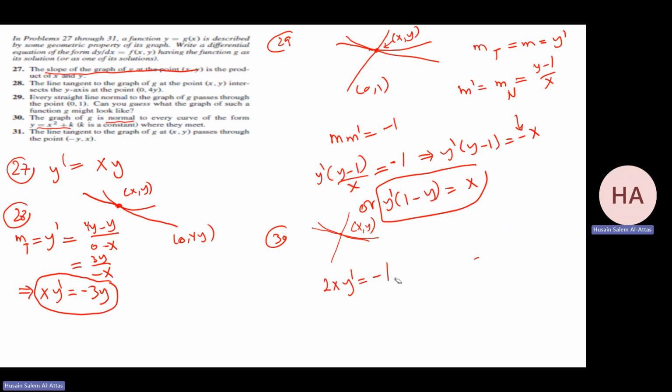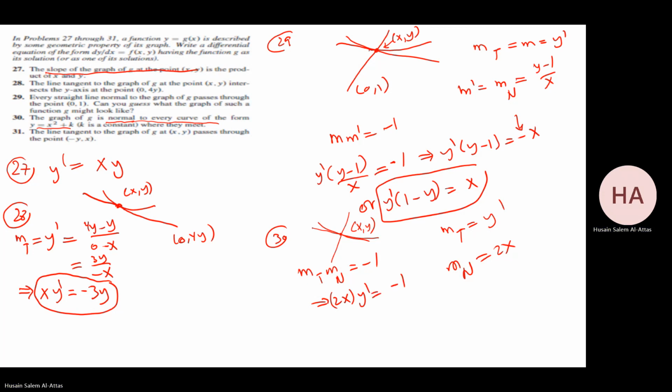Let me do it because I have y and y have different y's. Okay, so I have the slope of the tangent, we call it y prime. The slope of the normal, because it's normal to every curve of this, the slope of the normal is 2x. So the slope of the tangent times the slope of the normal equal minus 1. So I have 2x times y prime is equal to minus 1.